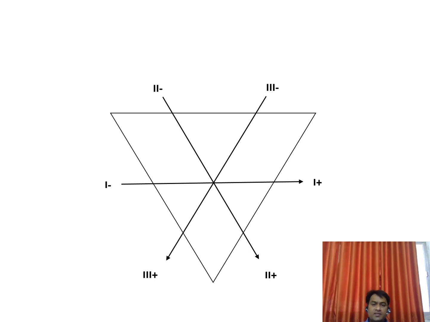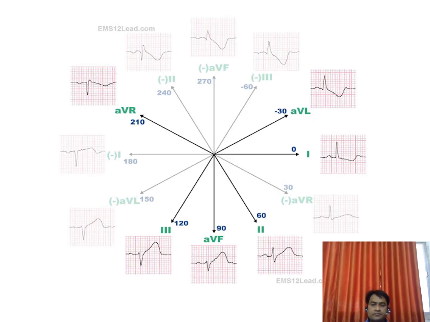Now if we make this arrangement, the position of the leads is: lead 1 at 0 degrees, lead 2 at 60 degrees, and lead 3 at 120 degrees. So lead 1 at 0 degrees, lead 2 at plus 60 degrees, lead 3 at plus 120 degrees, AVL at minus 30 degrees, AVR at minus 150 degrees, then AVF at plus 90 degrees.